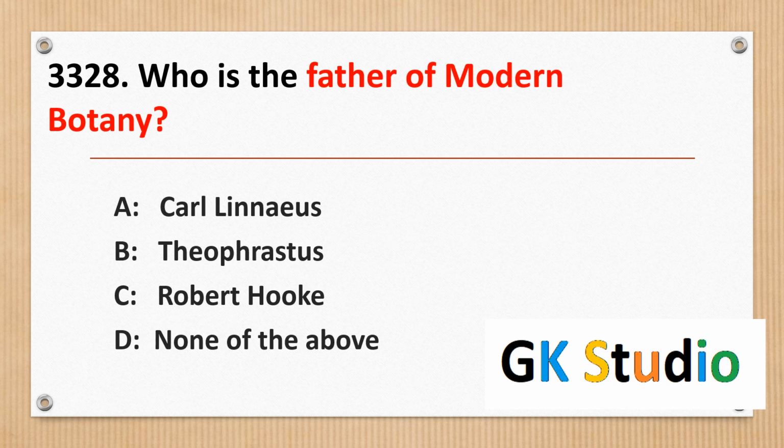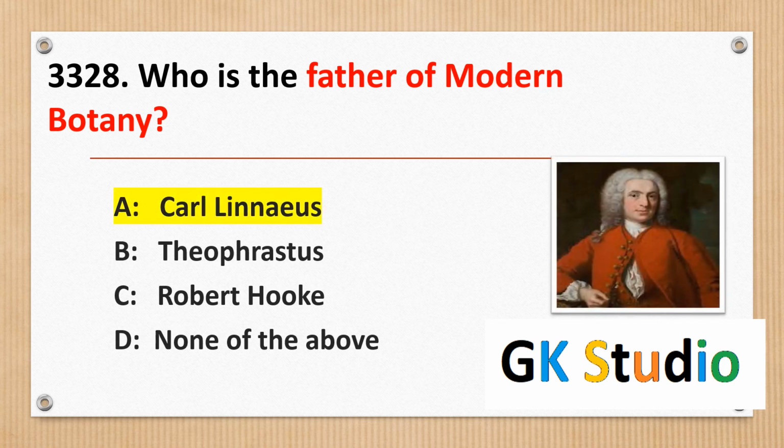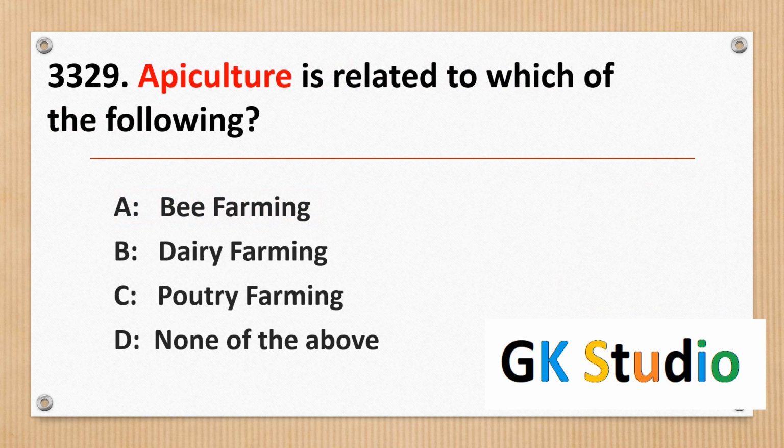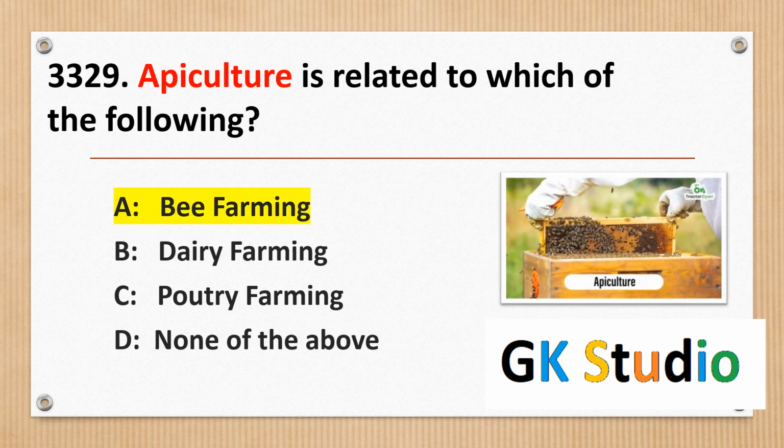Who is the father of modern botany? Linnaeus is the father of modern botany. Apiculture is related to which of the following terms? Bee farming. Apiculture means bee farming.